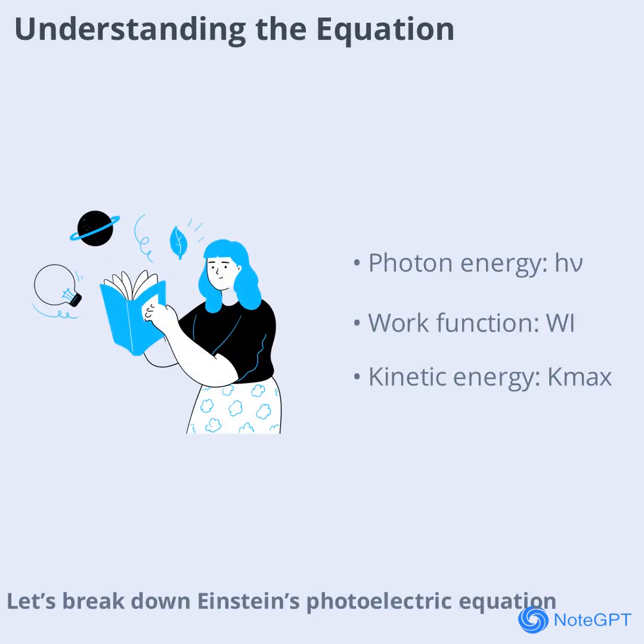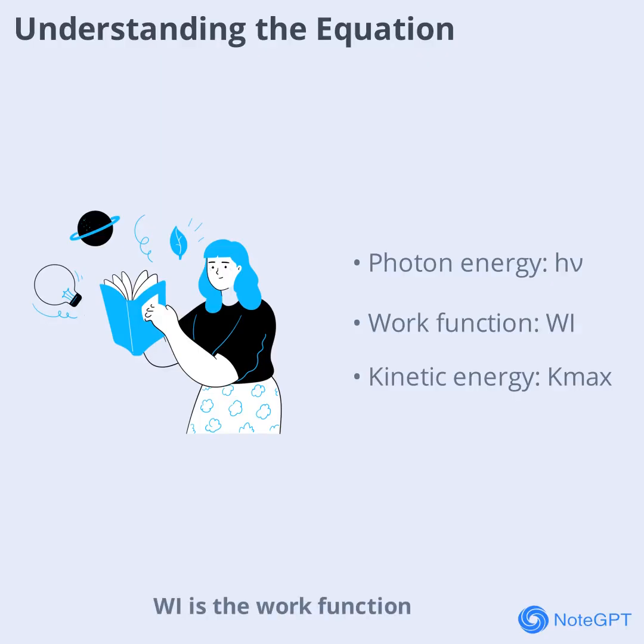Let's break down Einstein's photoelectric equation. The term h nu represents the energy of the incoming photon. Wi is the work function, the minimum energy needed to remove an electron from the metal surface. Kmax is the maximum kinetic energy of the emitted electron, which can be measured experimentally.